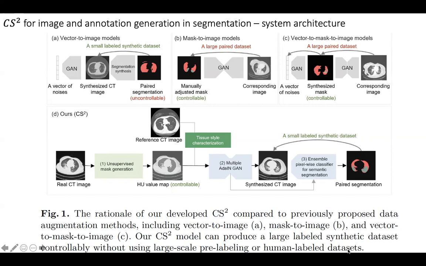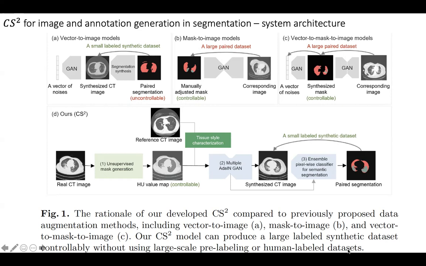we manually label some of them to get segmentation masks, and these segmentation masks and the synthesized city images will be used to train a segmentation synthesis module. In figure A, it shows another approach we call mask-to-image models. Here we have manually adjusted masks and the corresponding images, and we use these pairs to train a GAN. This GAN can convert a mask to a corresponding image.